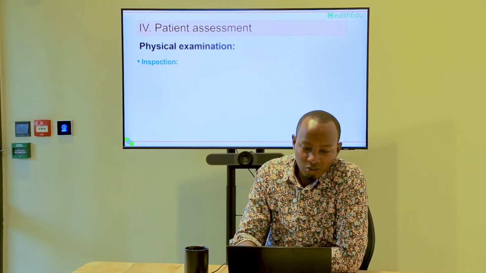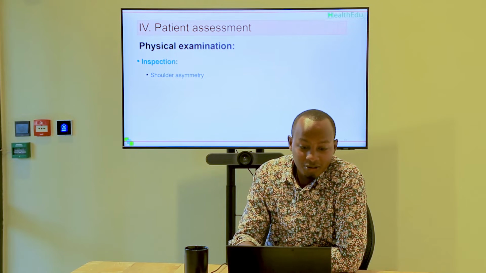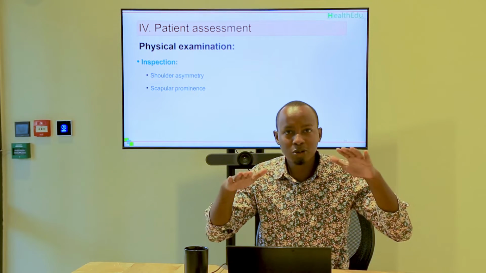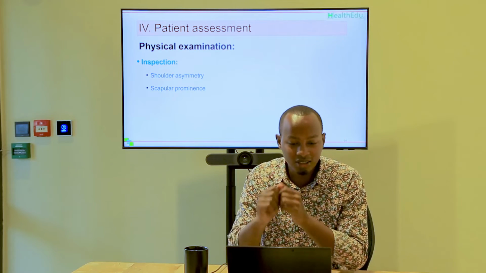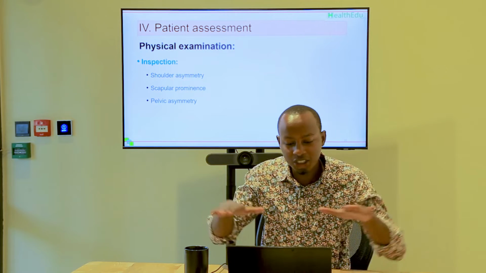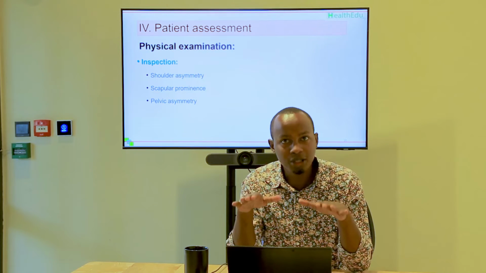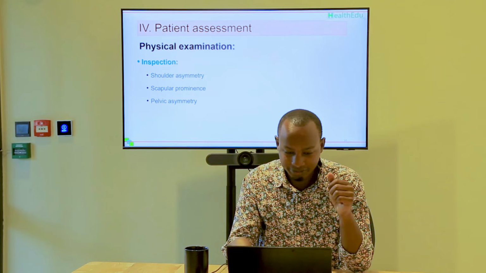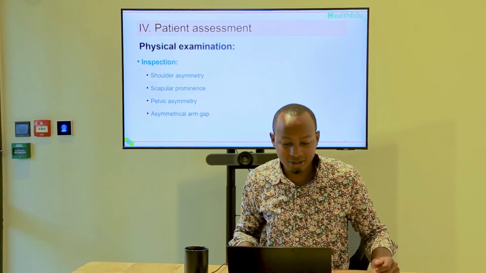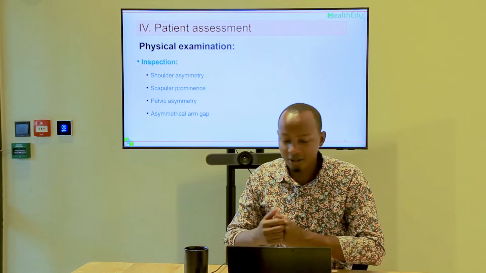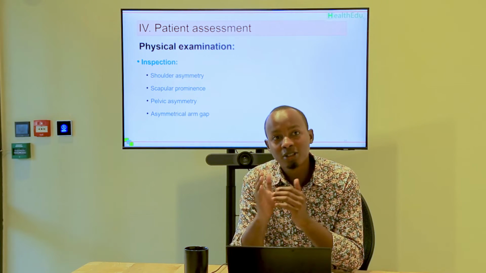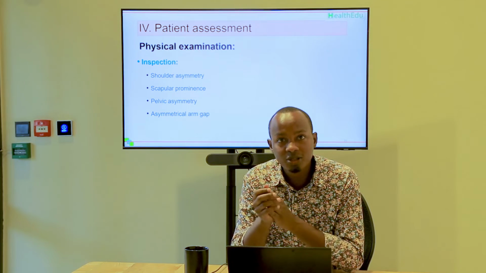So in physical examination, we have to inspect first. We have to see the shoulder symmetry. Are the shoulders leveled or is one lower than the other? We have to see the scapular prominence. Is one more prominent than the other? We have to check the pelvis. Is it leveled or is one side higher than the other? And we have to see the gap. When the patient is standing still, we have to see if the gaps are equal. If they are not equal, it means we suspect there might be a spinal curvature which leads to scoliosis.